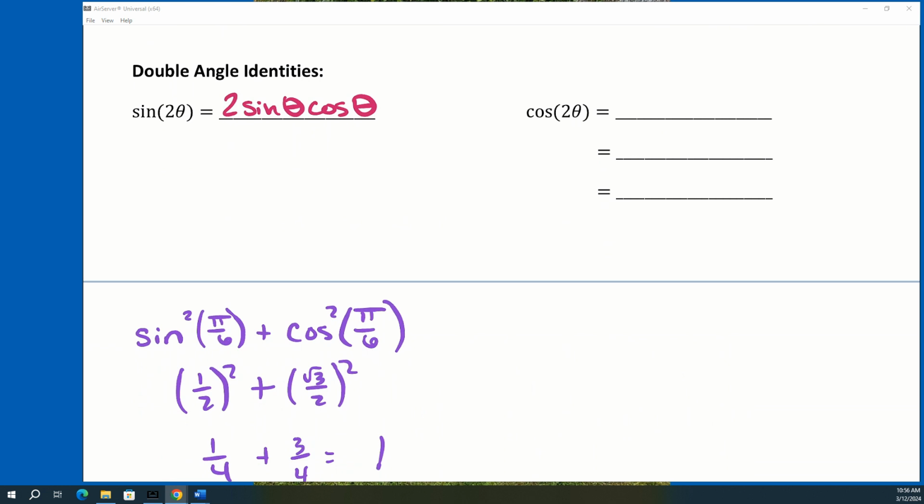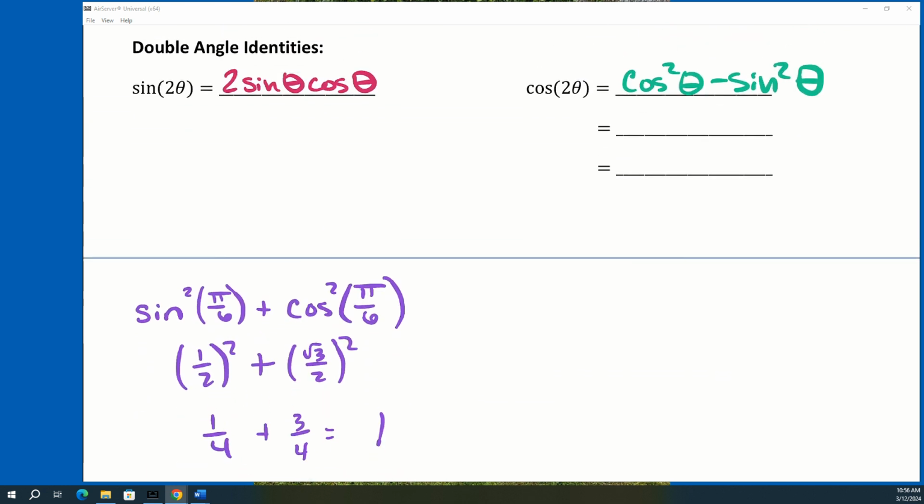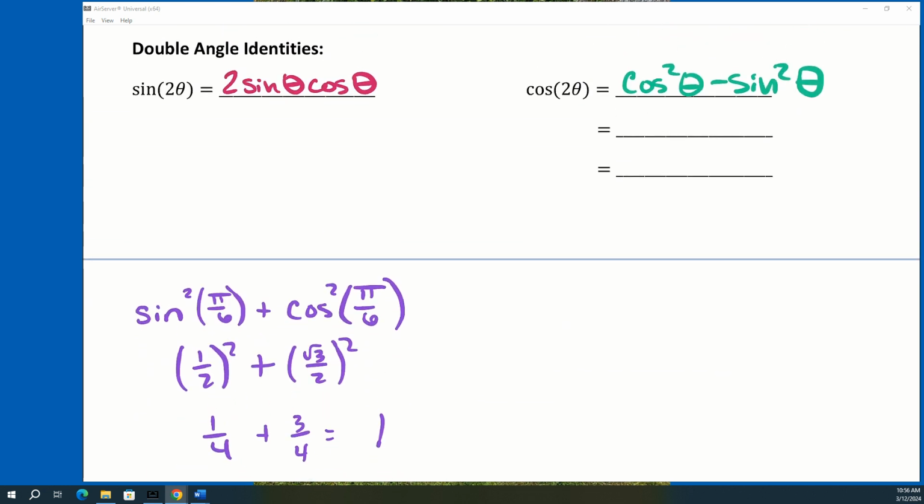All right, this one looks way different, by the way, the sine of 2 theta. So if you got something way different, it's okay. It's supposed to be way different. All right, anybody want to give a guess? Very good. All right, so you're going to get cosine of theta times cosine of theta, which is cosine squared of theta, and then minus sine times sine, which is sine squared.